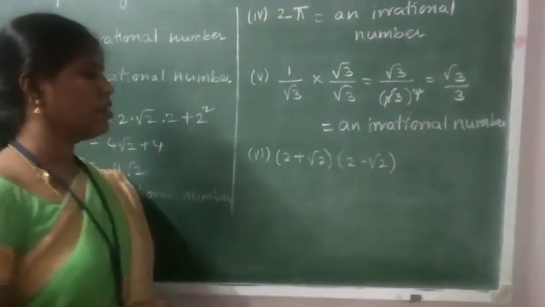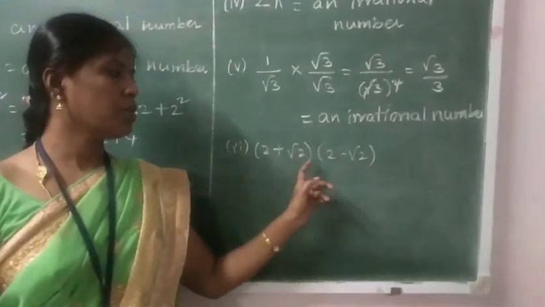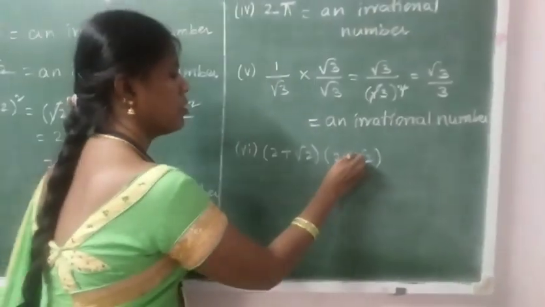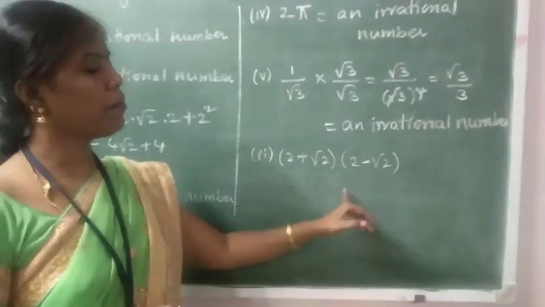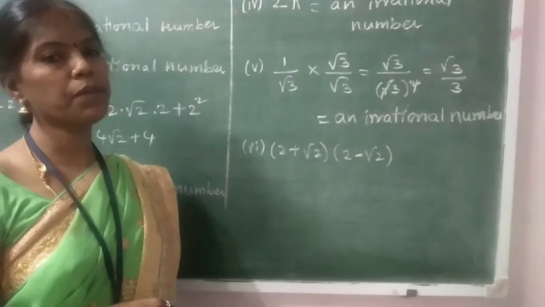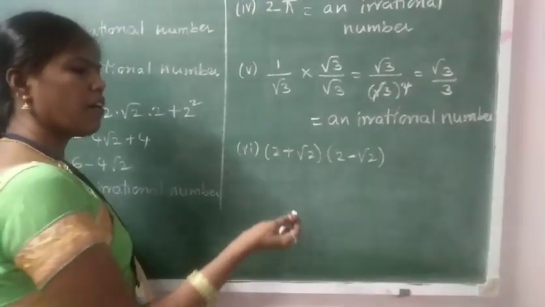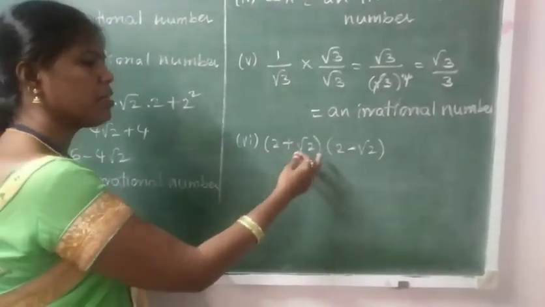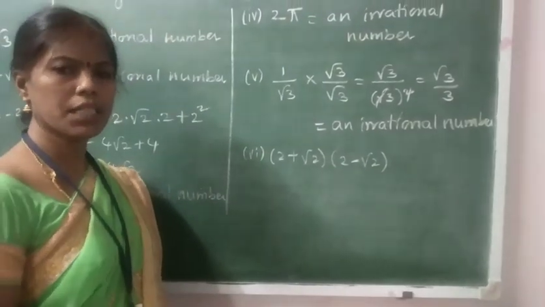So now (2 + √2)(2 − √2). That is of the form (a + √b)(a − √b), which is nothing but a² − b. In that form, or if not, (a + b)(a − b) is a² − b².